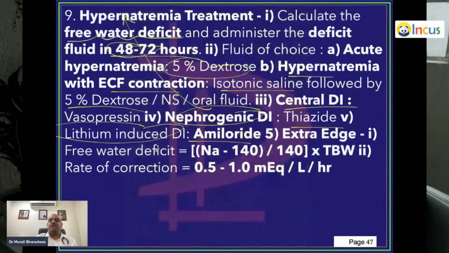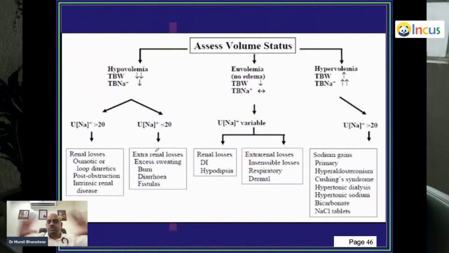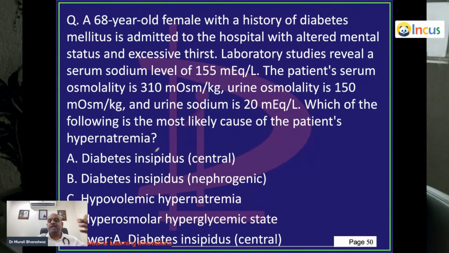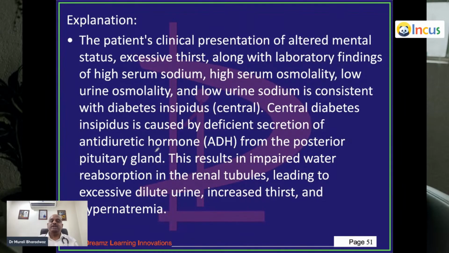So this is the algorithm you need to become sure in your funda. Whenever hypernatremia is there, look for hypovolemia, euvolemia, hypervolemia. Based on urinary sodium high, urinary sodium low, you try to remember the causes. That's how you approach the clinical problem. So it's a case of central diabetes insipidus. So how did we reach that conclusion?